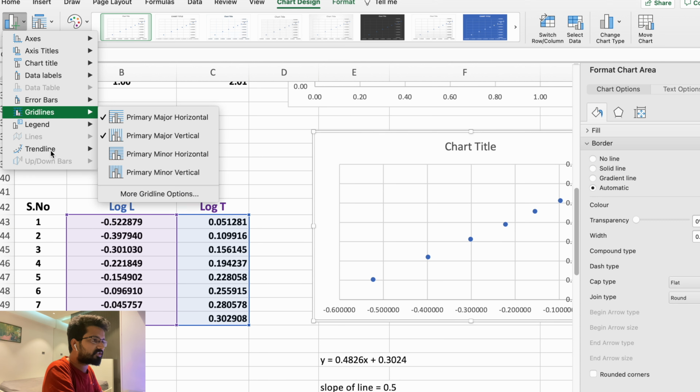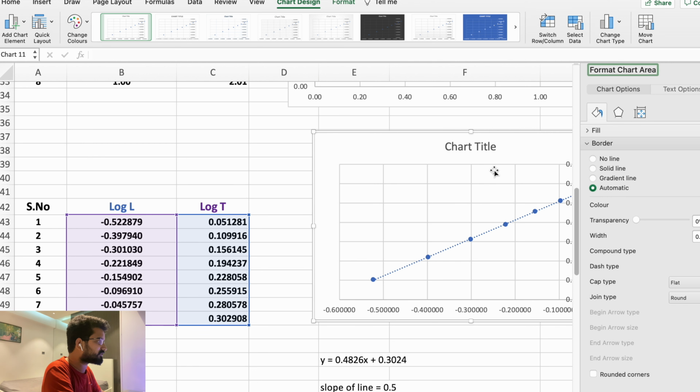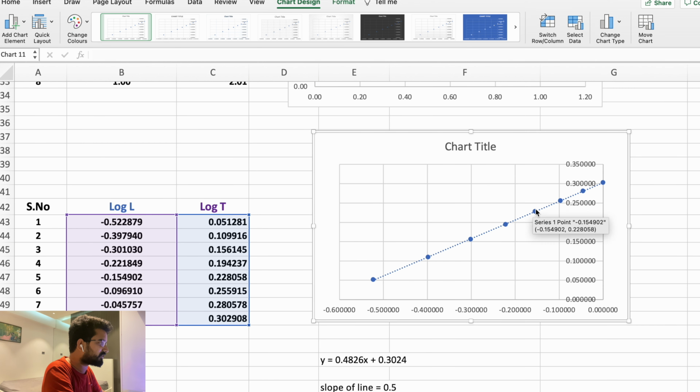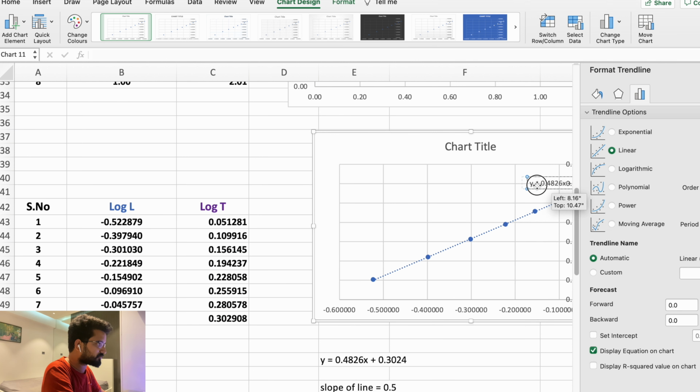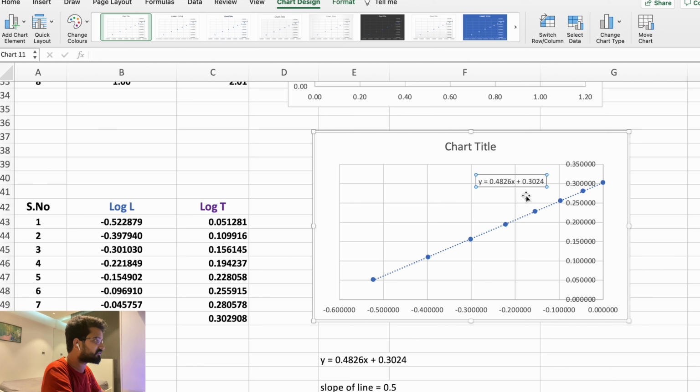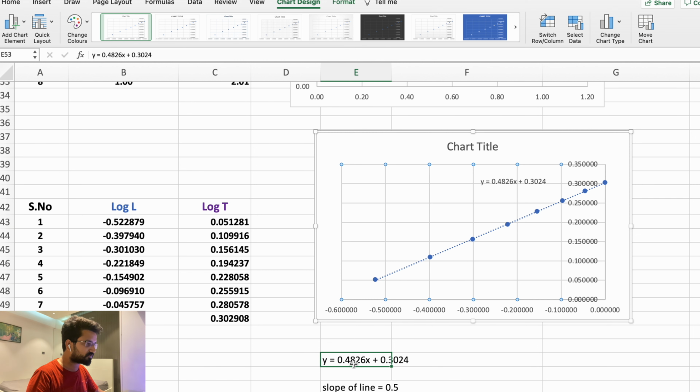Insert chart element, trend line, linear. Yes, we got a straight line and we wanted the slope of the line. That means we need to display the equation on the chart, and that's the equation that we have over here, right? Perfect. So what is the slope of the line over here? The slope of the line is 0.4826.